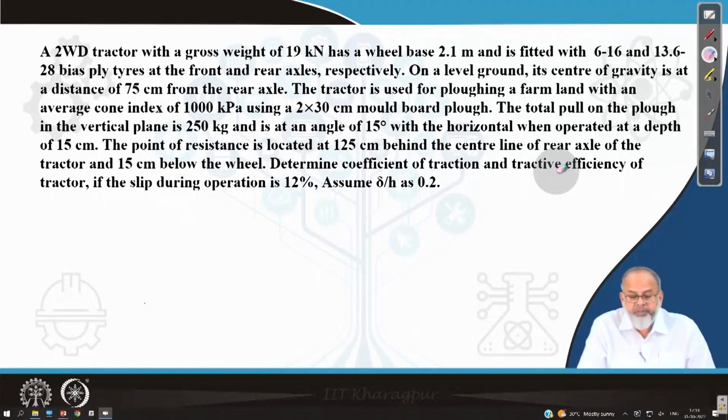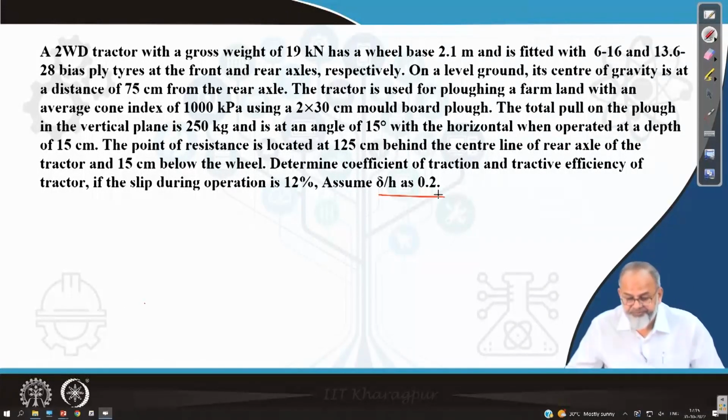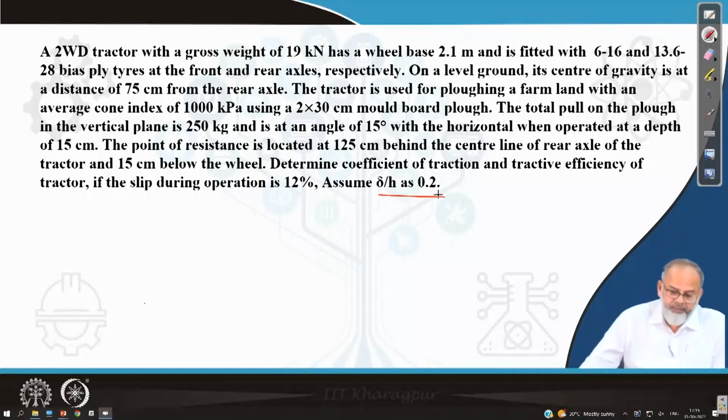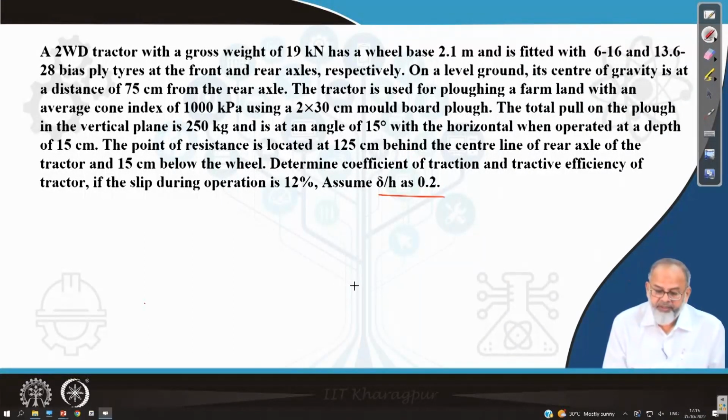So, what you have to compute is the coefficient of traction and tractive efficiency of the tractor when the slip is 20% and delta by H ratio is 0.2. As usual, the first thing is you have to calculate the diameter, the section width, then comes the weight transfer.